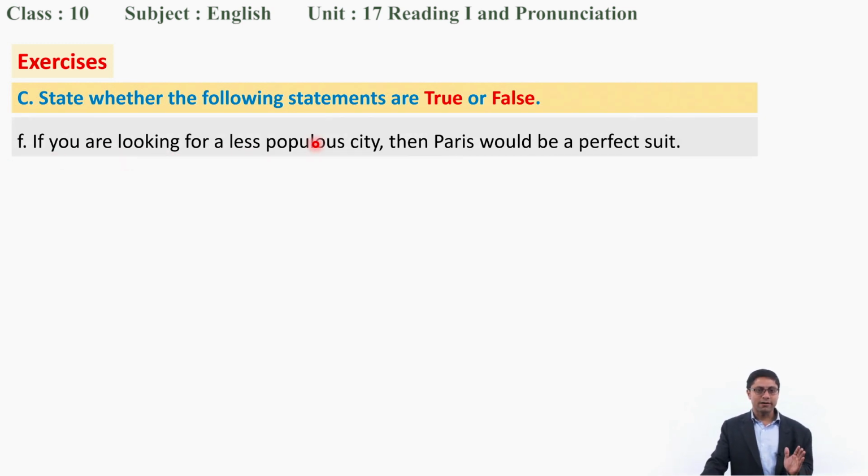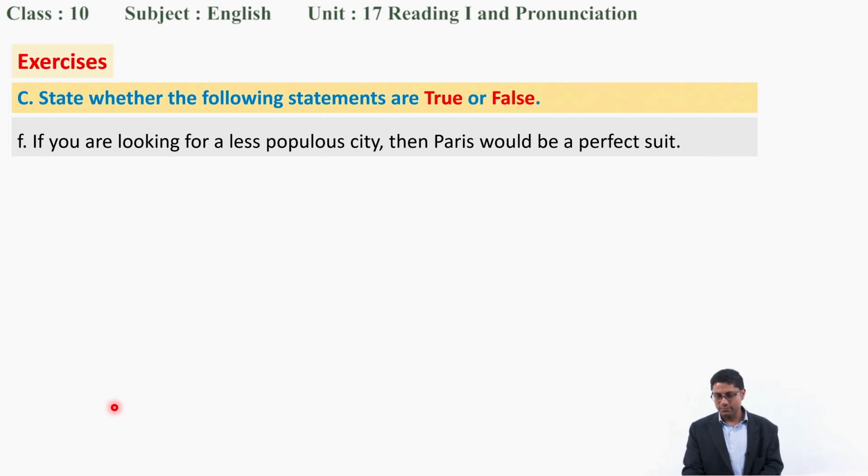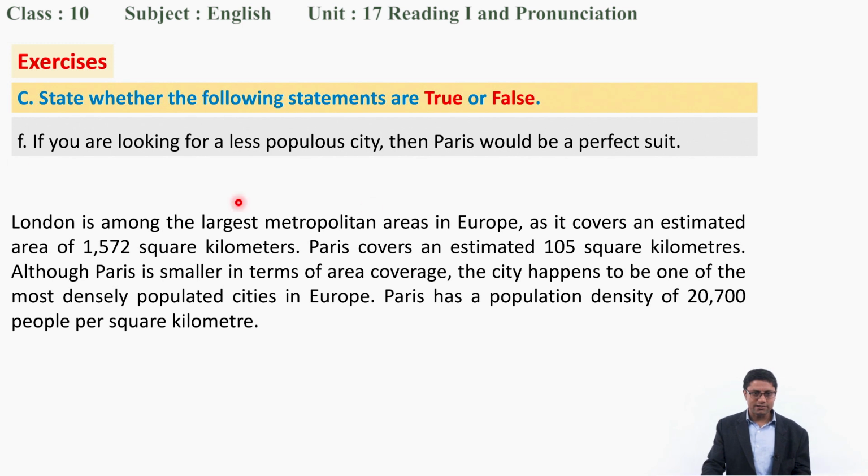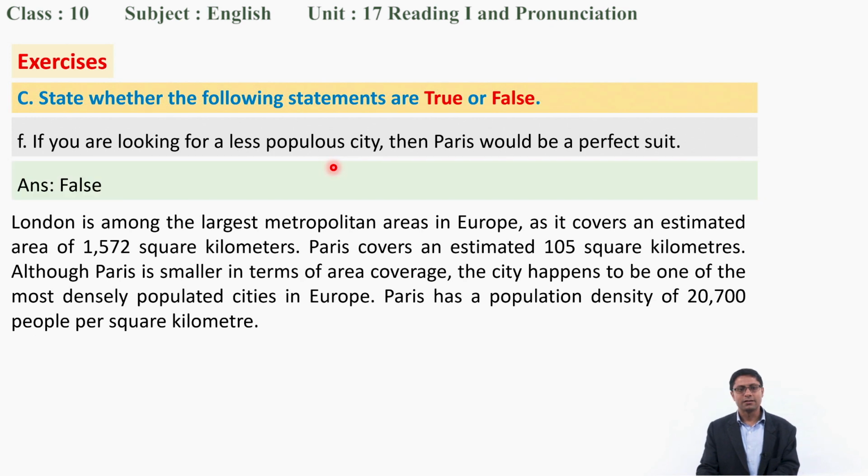If you are looking for a less popular city, then Paris would be a perfect suit. Is it so? Is the statement right? You said right, but let's see here. See what it says. Although Paris is smaller in terms of area coverage, the city happens to be one of the most densely populated cities. Is it a less popular city? Certainly not. That's why it's a false statement. Now let's move on to next exercise.